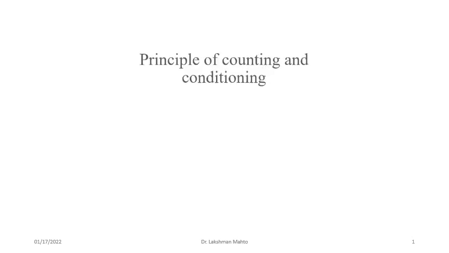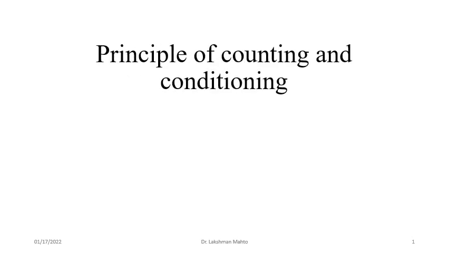In the last class we were discussing the principle of counting. In that principle of counting we left one thing: when the sample happens to be unordered and there is repetition, that is a very complicated kind of situation, how to count the number of samples. That is essential, so we will discuss it in today's class. After that we will start conditional probability.